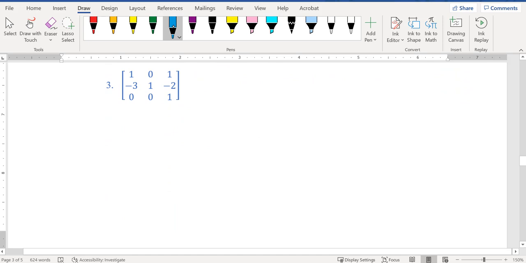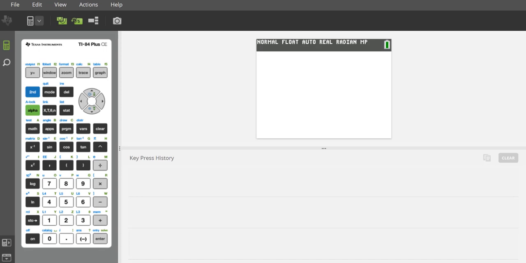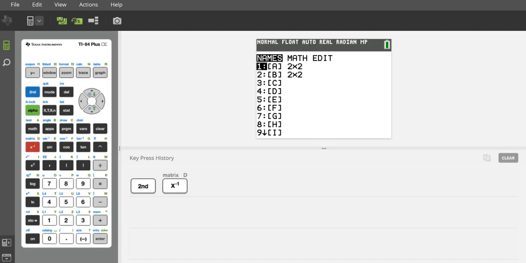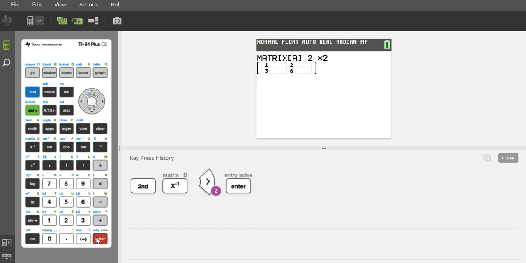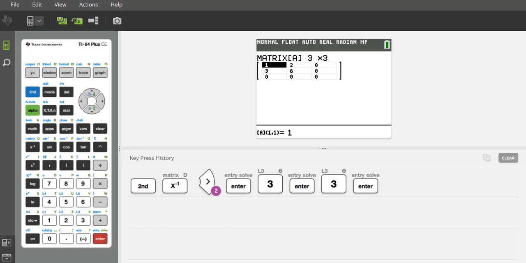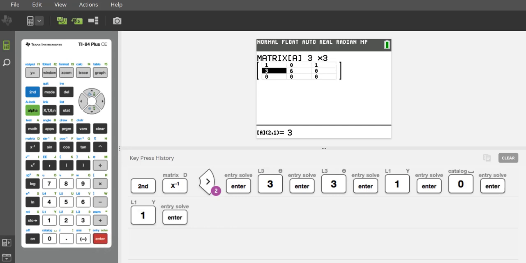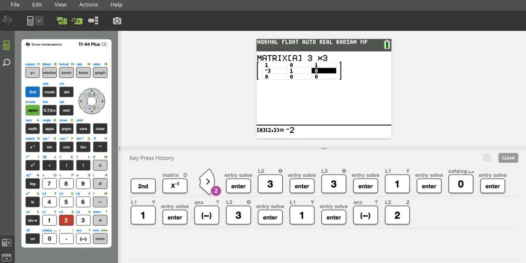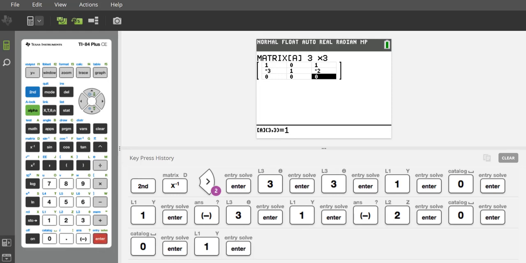For time's sake, let's do this one on the calculator. Remember how to get to matrices: second matrix, I want to edit, hit enter. This is a 3 by 3 matrix, and the matrix is 1, 0, 1, -3, 1, -2, 0, 0, 1.